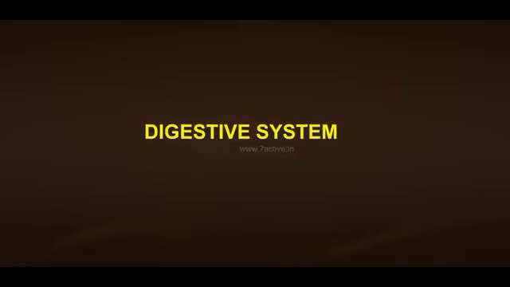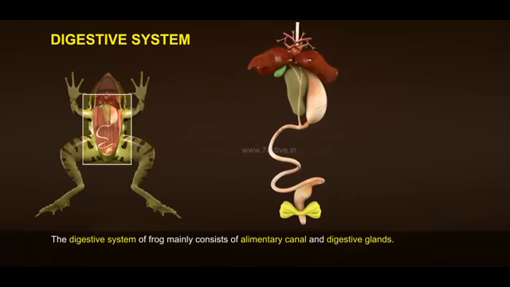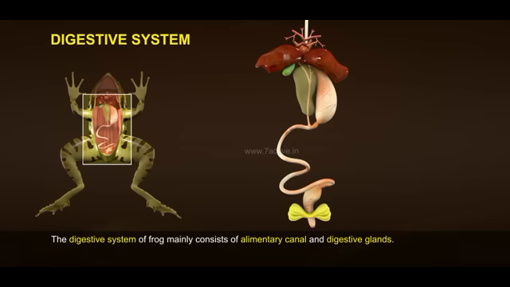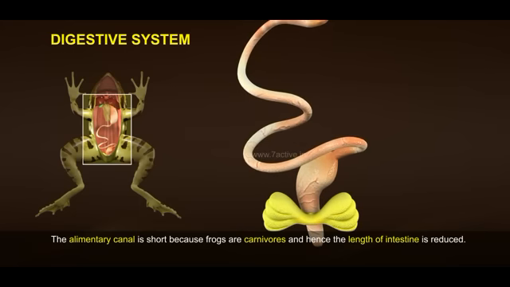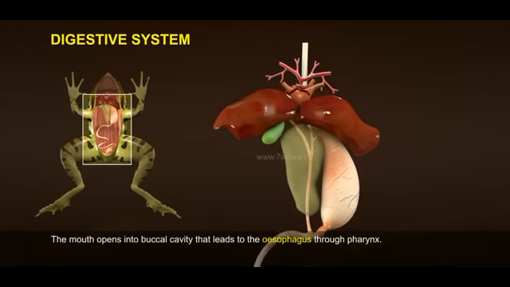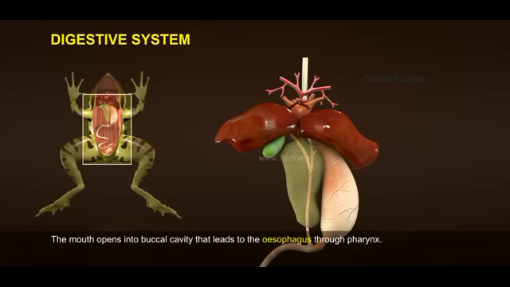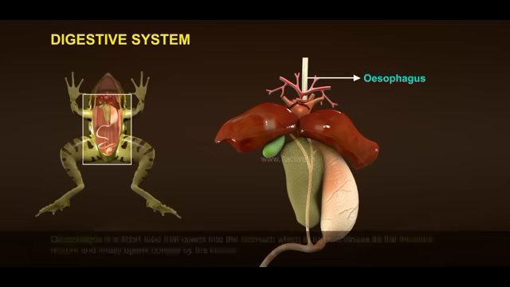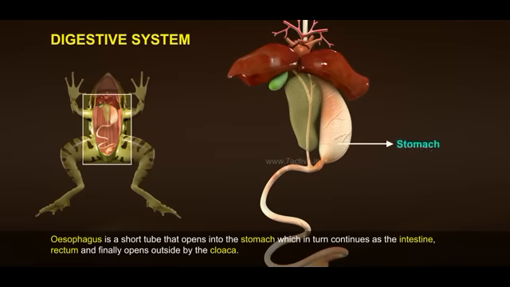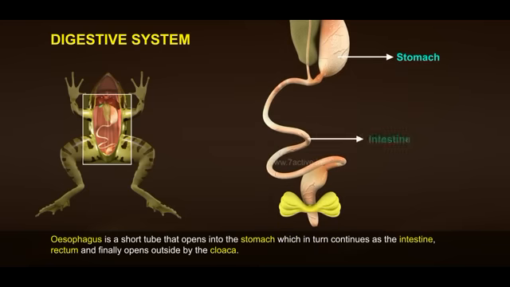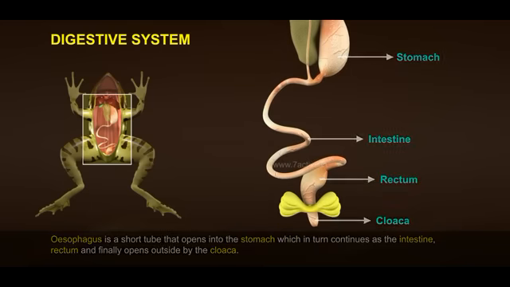Digestive system. The digestive system of a frog mainly consists of the alimentary canal and digestive glands. The alimentary canal is short because frogs are carnivores and hence the length of the intestine is reduced. The mouth opens into the buccal cavity that leads to the esophagus through the pharynx. The esophagus is a short tube that opens into the stomach, which in turn continues as the intestine, rectum and finally opens outside by the cloaca.